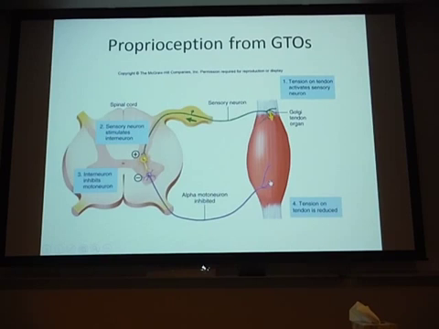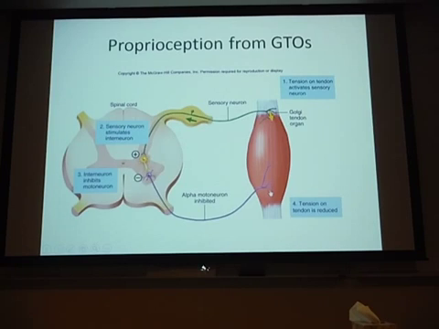So in the case where you have excessive stretch of a muscle to the point where there could be damage, the GTO is going to fire rapidly and say stop, stop, stop, danger, danger, danger. It's going to inhibit the activity of that alpha motor neuron so that it stops telling that muscle to contract. So it reduces the tension.